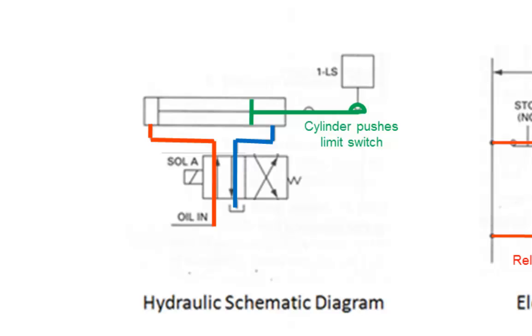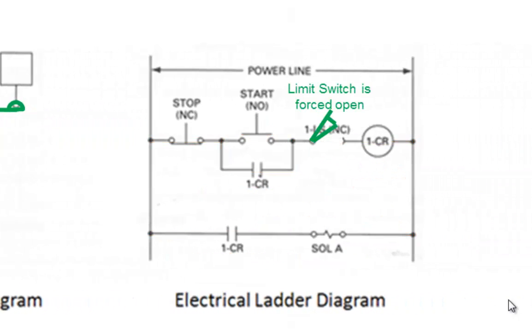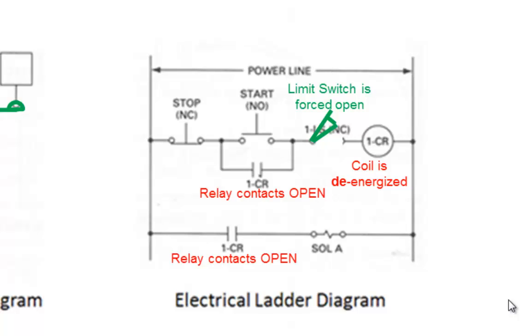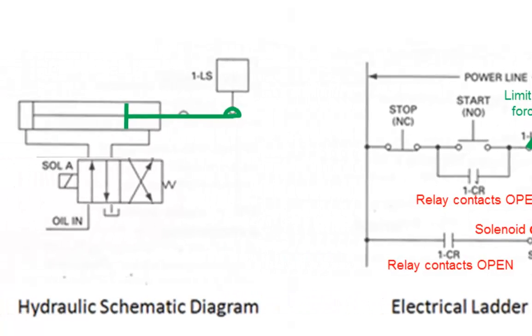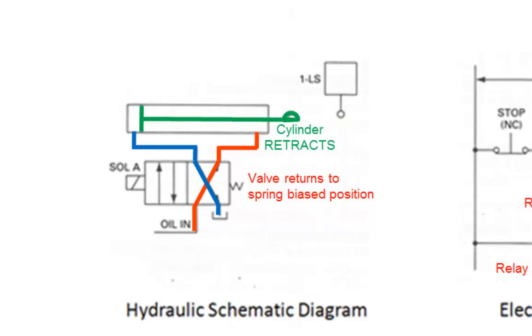And it continues extending until it pushes that limit switch, labeled 1-LS, limit switch number 1. When that limit switch is forced open, the coil is now de-energized, which opens those relay contacts, which means the solenoid is no longer energized, and so the valve can return to its spring-biased position, allowing oil to flow this way and oil from the blank end to flow back to tank, and it will retract the cylinder.